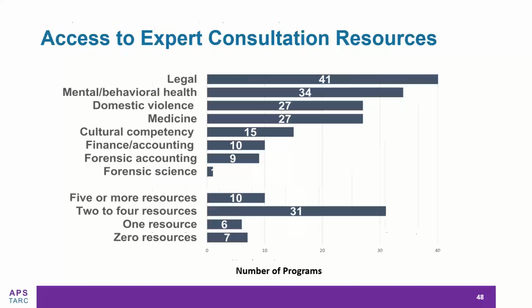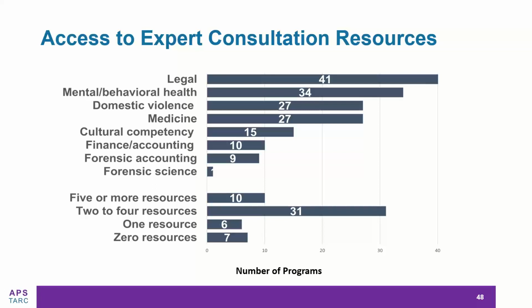We asked, next slide, a question about what types of access do you have to various types of consultation resources by different categories. And you can see that by category. Legal being the most significant, forensic science and forensic accounting being the least number of programs, although with the new federal funding, I know that the forensic accounting would certainly include several additional programs since we did the survey.